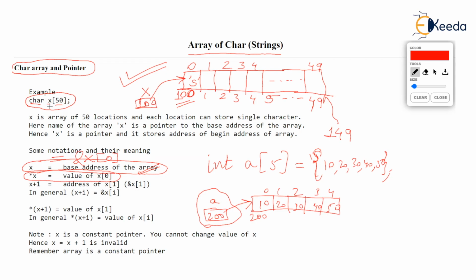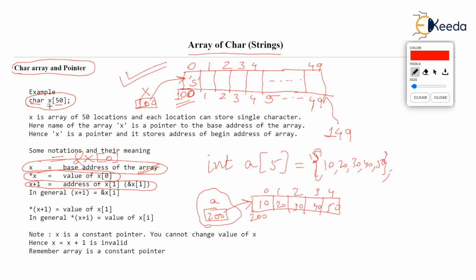So what will be x plus 1? Check the next notation. Now you know that x is the base address of the array. Now what if you add 1 to it? If you add 1, the value of x will become 101. Notice that x will increase by 1 and only 1 because characters consume 1 byte.